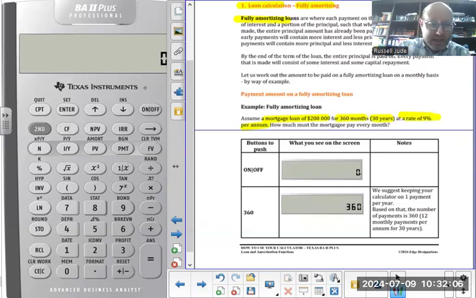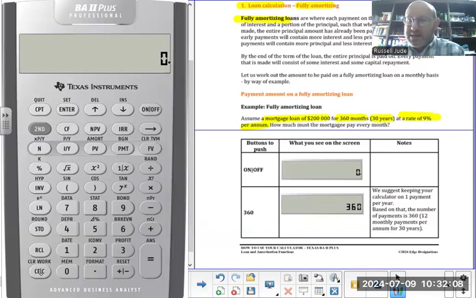Let's get ourselves going straight away. So let's turn our calculators on. There we go, nice and ready. Before we can start any kind of amortization calculation, we need to input all of the data that we have relating to our loan into the time value of money section. So let's get going straight away with that.